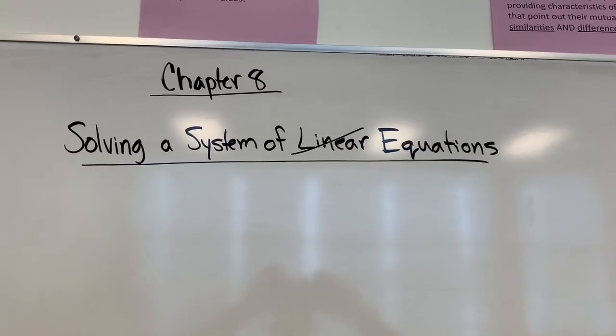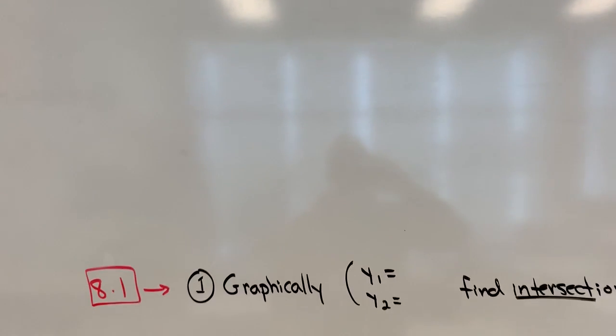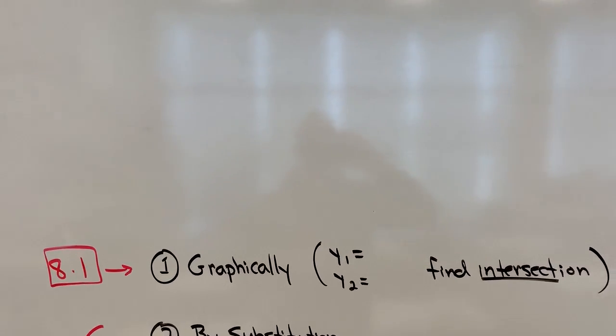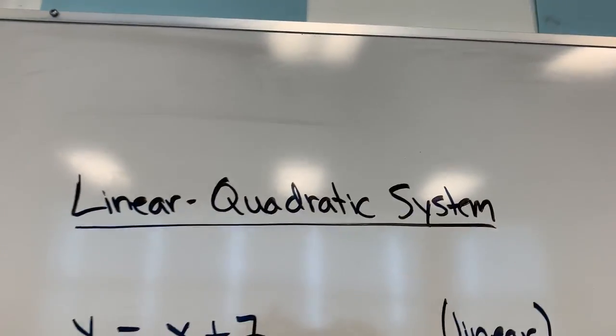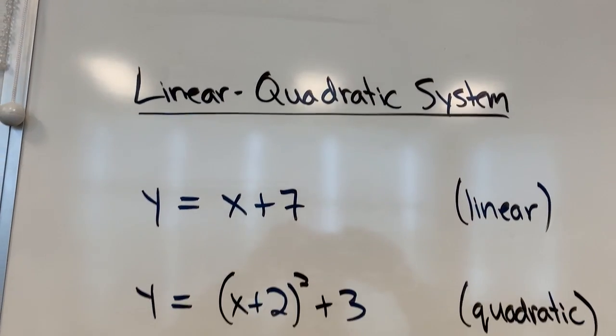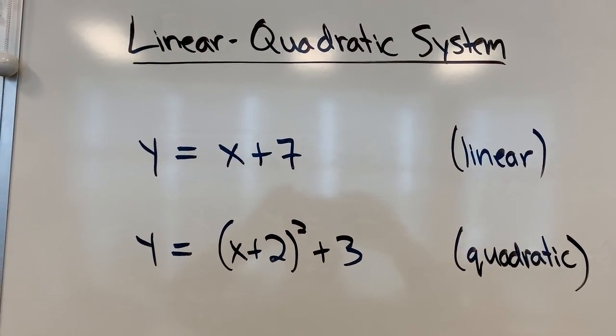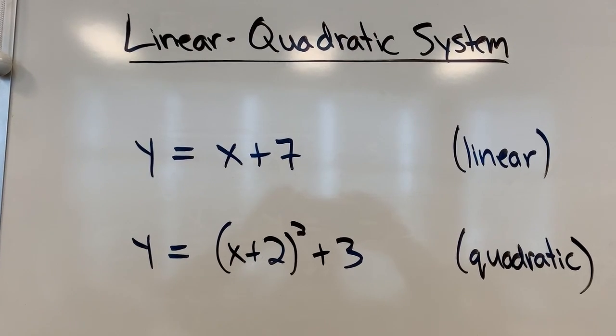This example is going to come out of chapter 8, section 8.1, where we're solving systems of equations and we're solving them graphically. So the system I've chosen here happens to be linear quadratic, meaning one's going to be a straight line and one is going to be a parabola. These two are simple enough that you could draw them by hand.